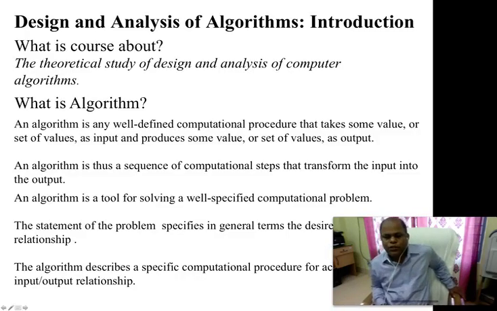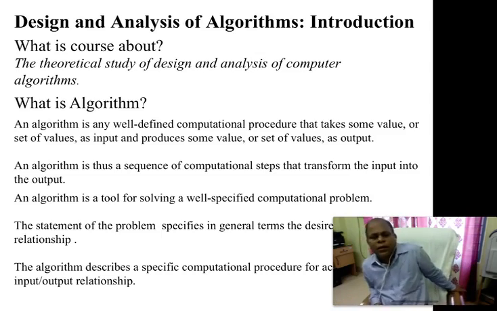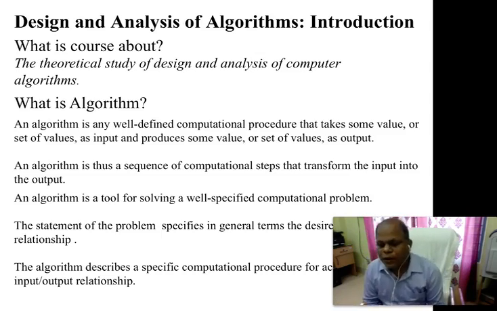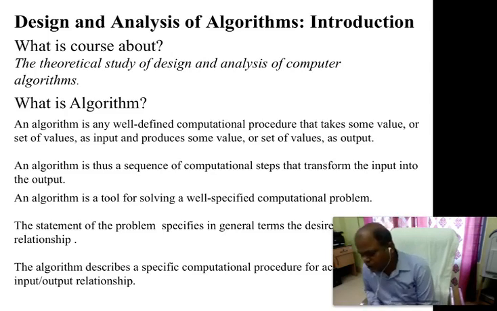Good morning, students. I am going to teach you the subject design and analysis of algorithm. For this subject, the course code is CSE 502.